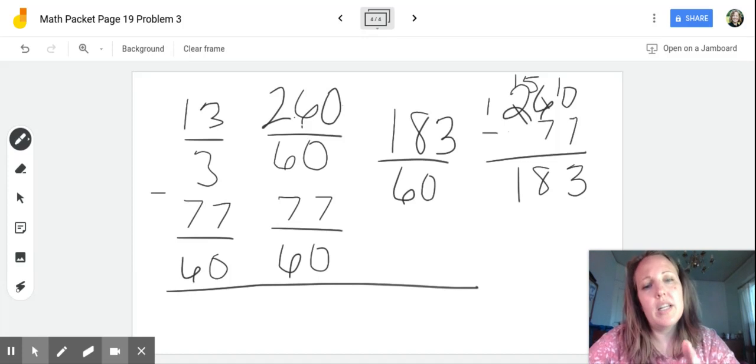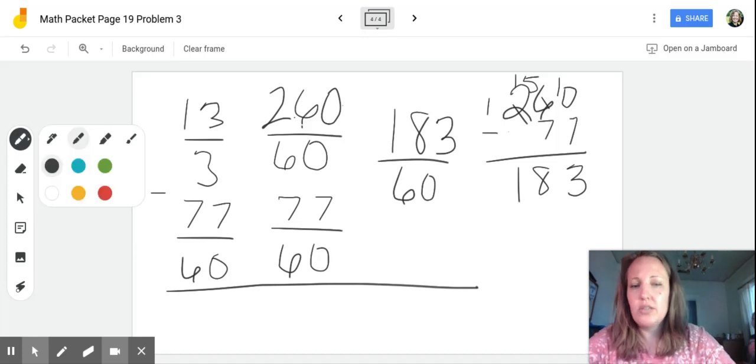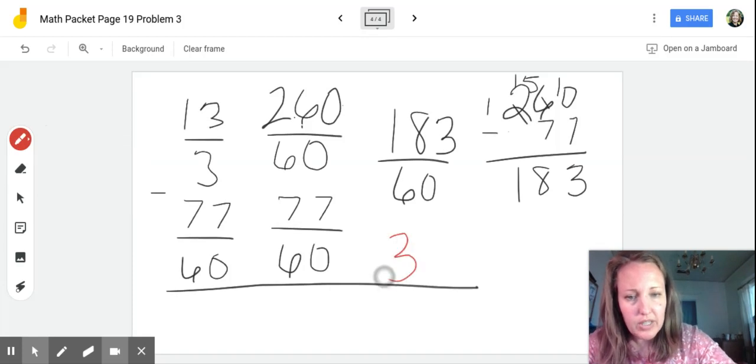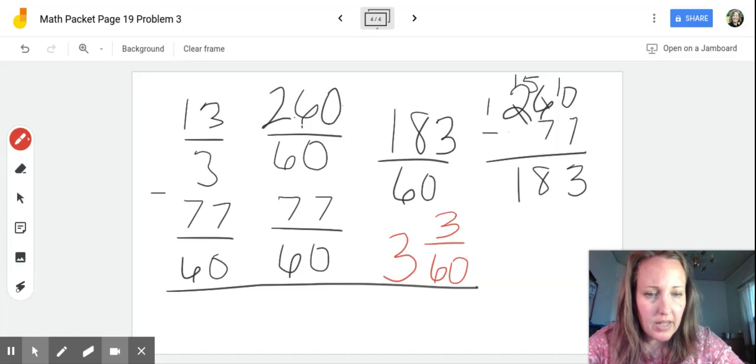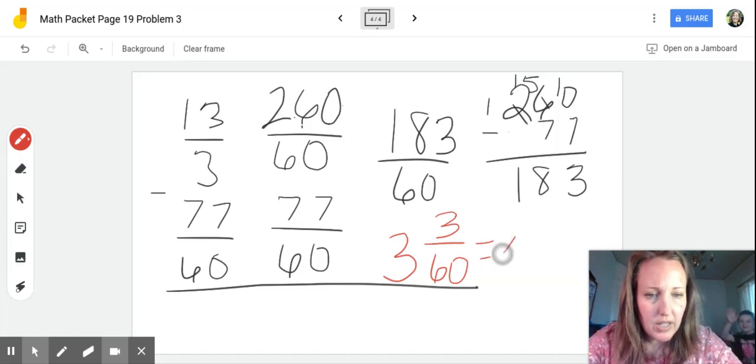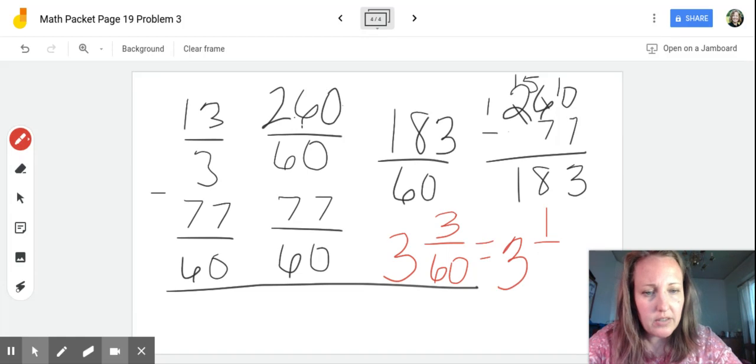Okay, now watch this. 60 goes into 183 3 times, right? So I'm going to simplify this to be 3 with 3 left over out of 60. 3 and 3/60ths. I can do better than that, right? 3 and 60 have a common factor of 3, so I'm going to change it. 3 divided by 3 is 1. 60 divided by 3 is 20.